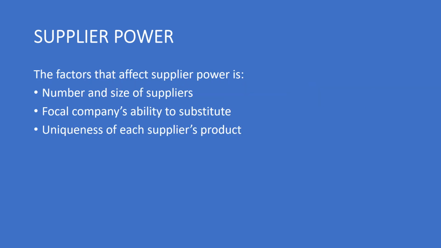The factors that determine supplier power are the number and size of suppliers, the focal company's ability to substitute, and the uniqueness of each supplier's product.